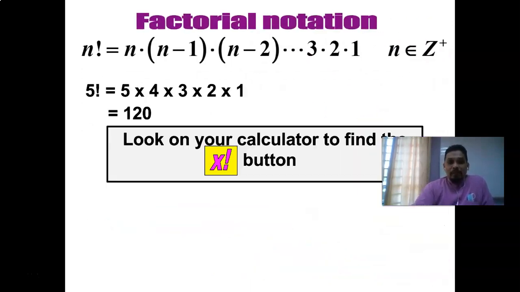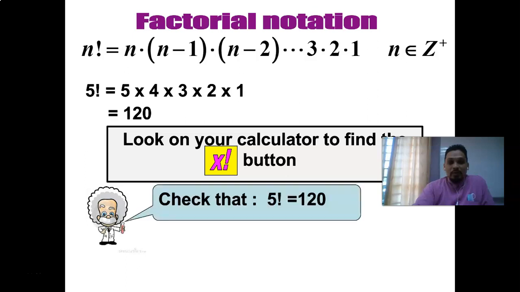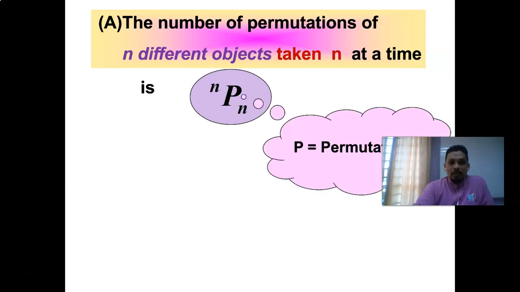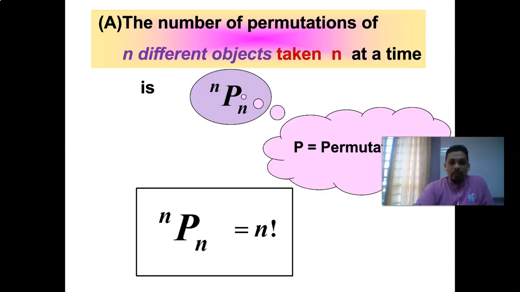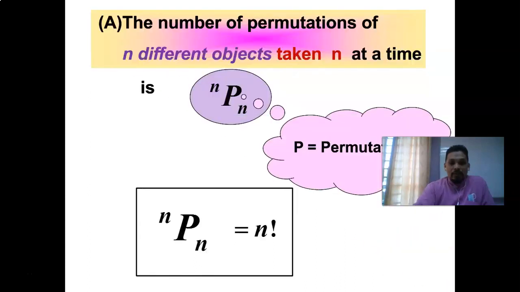The term factorial, which I think you have learned before, I'm not going to repeat that. x factorial. For nPn equal to n factorial: for n objects, we select all of them and arrange them, so it comes up with nPn or n factorial.